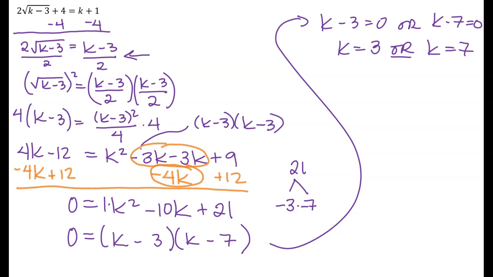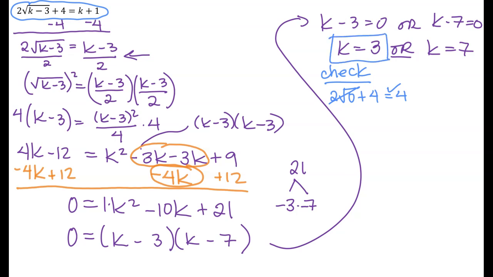I need to check both of those. For k equals 3, all the way back in the original equation, I'm going to get 2 times the square root of 3 minus 3, square root of 0, plus 4 equals 3 plus 1, which is 4. And that is true. That's 2 times 0, so I'm just left with 4 equals 4. So this is a good solution. K equals 3.